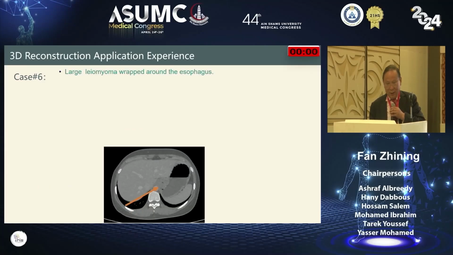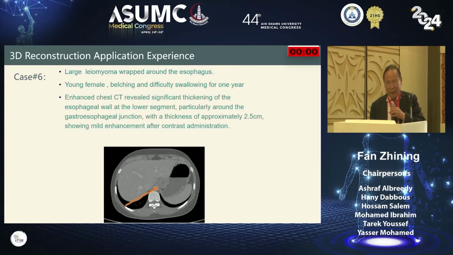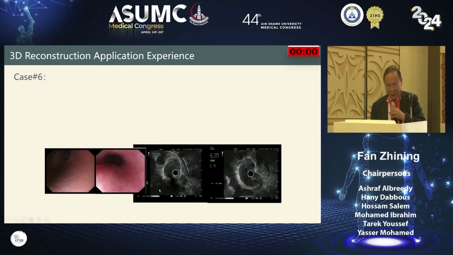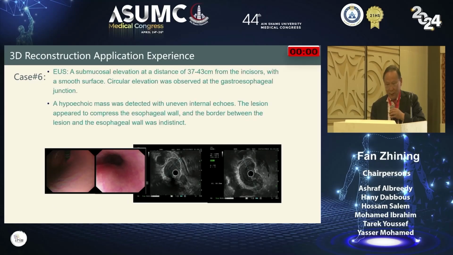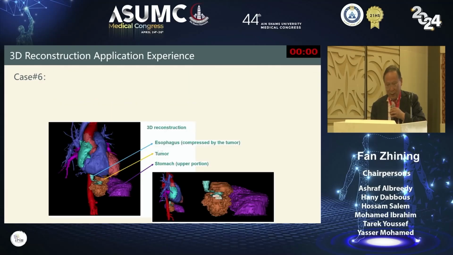Case 6. Large leiomyoma, lateral to the esophagus, young female. The CT is significant. This is the biggest tumor. Endoscopy is slight. This is the US. This is the 3D reconstruction.